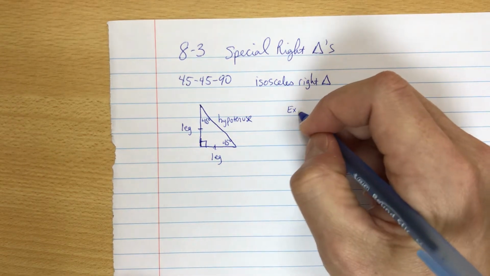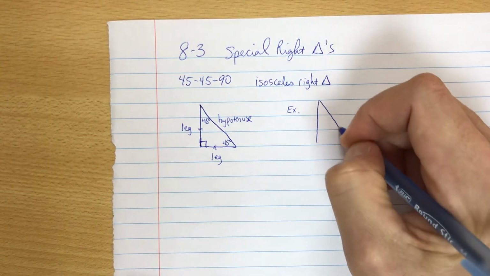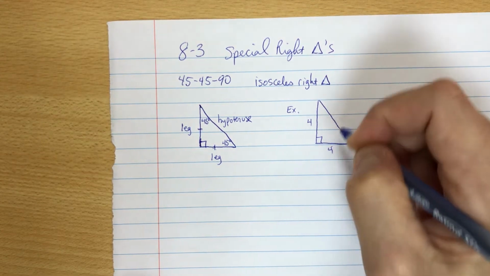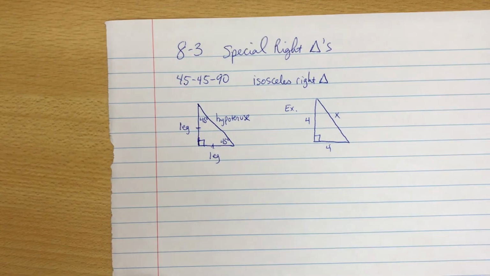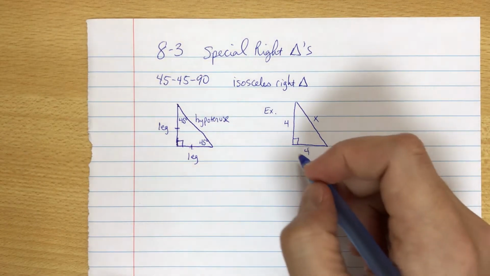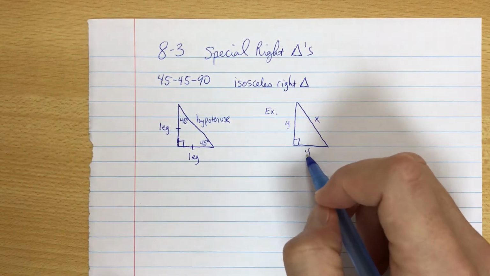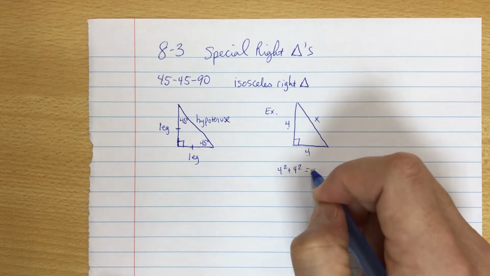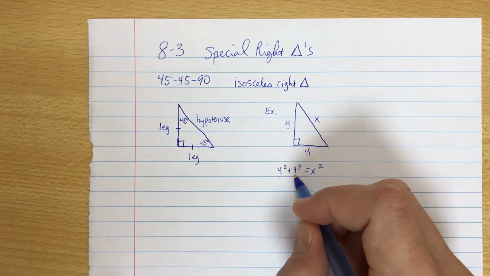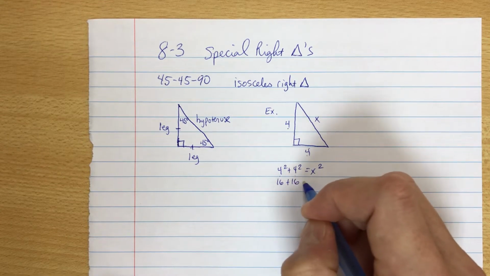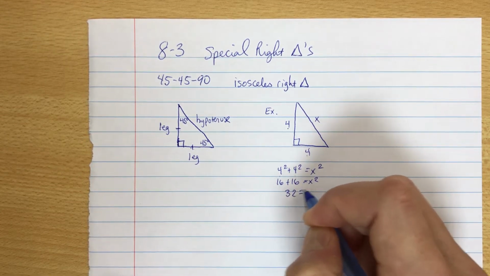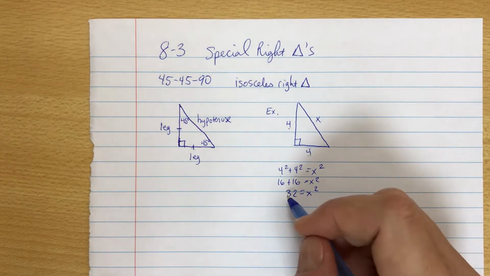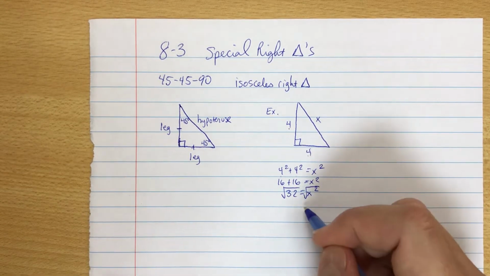As an example, let's say that the two legs were 4 and x is the hypotenuse. Well, we can solve that with the Pythagorean theorem. a squared plus b squared is equal to c squared. This would be 16 plus 16, which is 32. To undo a square, we need to take the square root of both sides. This is x.